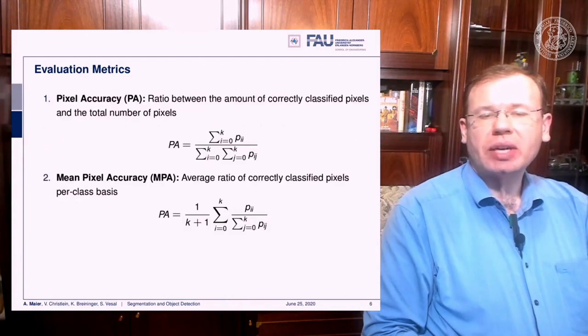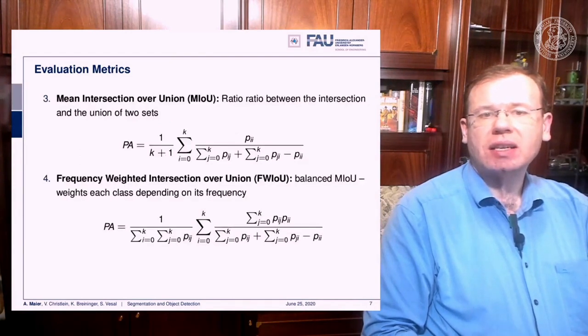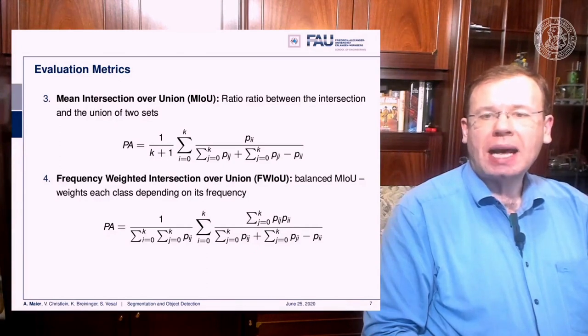This then brings us to several metrics. For example, the pixel accuracy, that would be the ratio between the amount of correctly classified pixels and the total number of pixels. The mean pixel accuracy, which is the average ratio of correctly classified pixels on a per-class basis. And more common to evaluate segmentations are things like the mean intersection over union, which is the ratio between the intersection and the union of two sets, and the frequency weighted intersection over union, which is a balanced version where you also incorporate the class frequency into this measure. So with these measures, we can figure out what is a good segmentation.